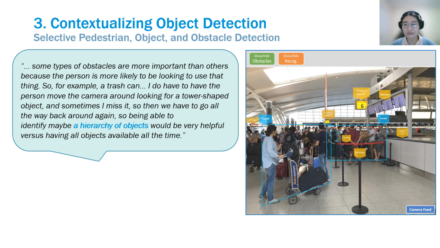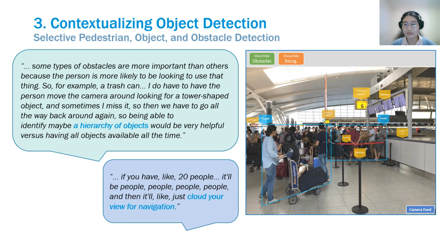The theme of contextualizing object detections is solidified in Study 2 under the sub-theme of selective pedestrian, object, and obstacle detection, and is shown in this quote. If you have like 20 people, it will be people, and then it will just cloud your view through navigation. End quote. This agent was concerned that the feature of object or pedestrian detection will overwhelm her and overpopulate the video feed in busy locations.